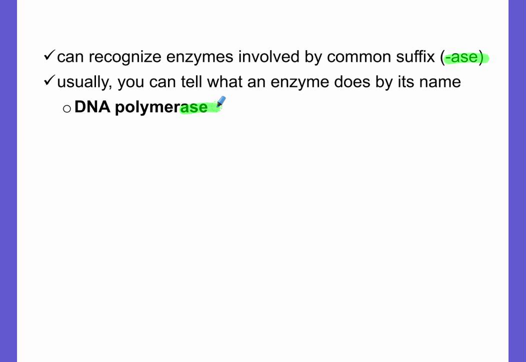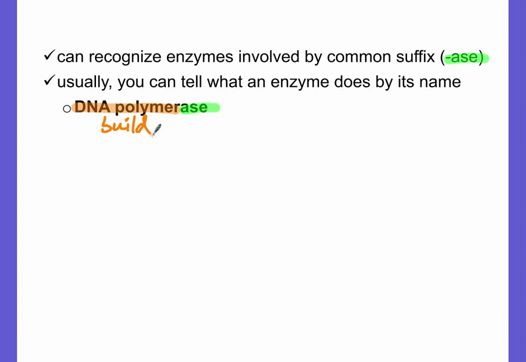But you can usually tell what an enzyme does by its name too. When I say DNA polymerase, and you can see DNA polymer in the name, that's probably what it's going to do. It's going to try and build that DNA polymer. That's its job. So just as we go through and you see those different words, make sure that you recognize that their jobs are fairly apparent most of the time. What it does is usually in the name.